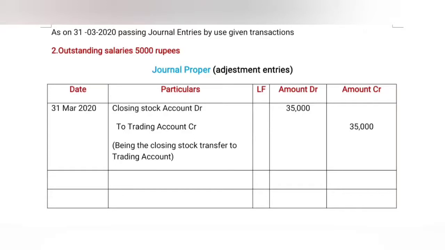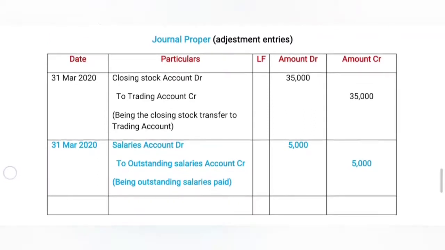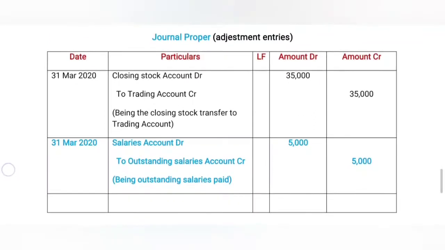Now we are going to pass this entry in the journal proper. We are coming to the date column. The date is given as 31st March 2020. It is the same, the date is the same for all transactions.